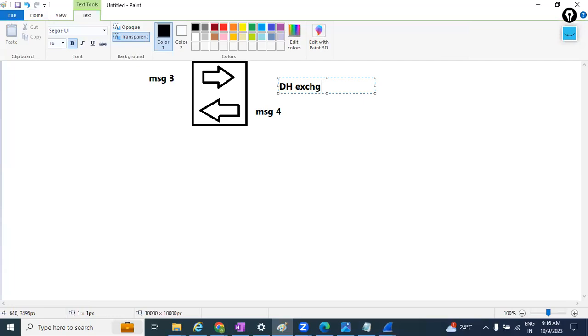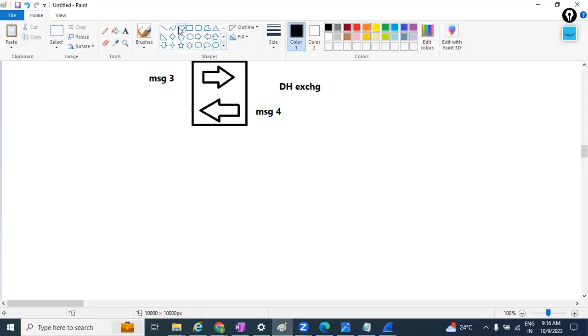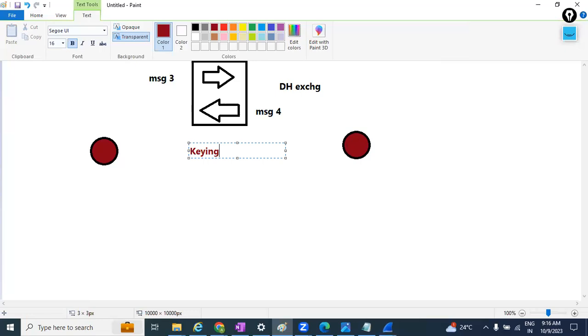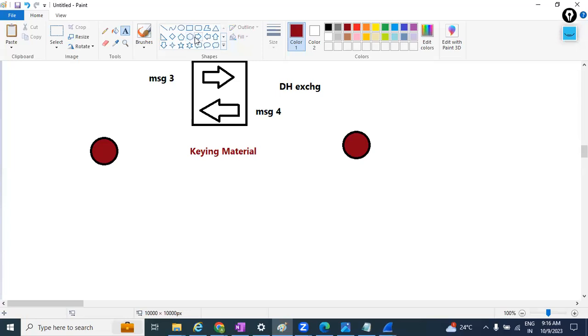And now once your Diffie-Hellman has been exchanged on both sides, what would be there? Keying material. There would be the same keying material on both sides. So this is what we have: a key, or you can say a collection of keys, on both sides, and that would remain the same. We have already discussed how Diffie-Hellman is done.